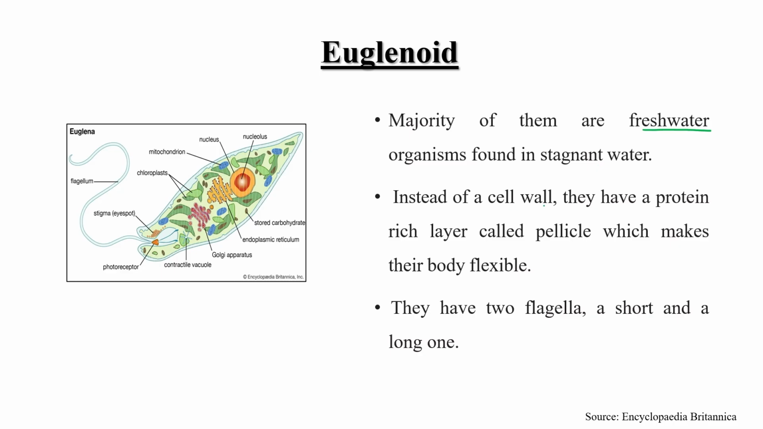Instead of cell wall, they have a protein-rich layer called pellicle on the outside of their body, which makes their body flexible. So instead of cell wall, they have a protein layer known as pellicle, and because of the presence of this pellicle, their body is flexible. They have two flagella, one long and another short.